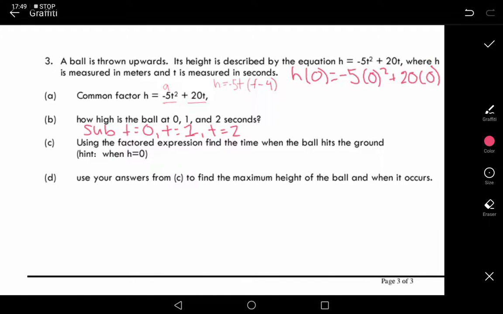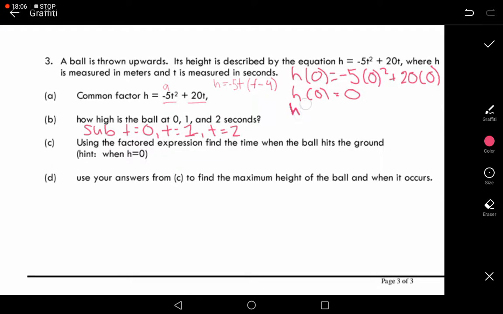So 0 squared is 0. 0 times anything is 0. So here we have 0 plus 0. So our height at 0 seconds is 0. Okay, so the ball is basically on the ground at 0 seconds.